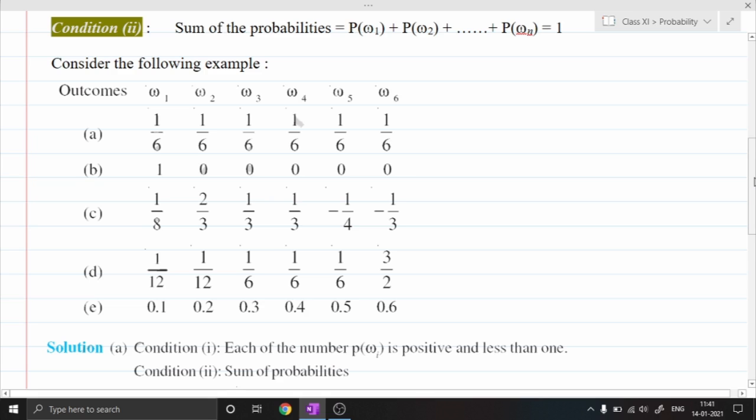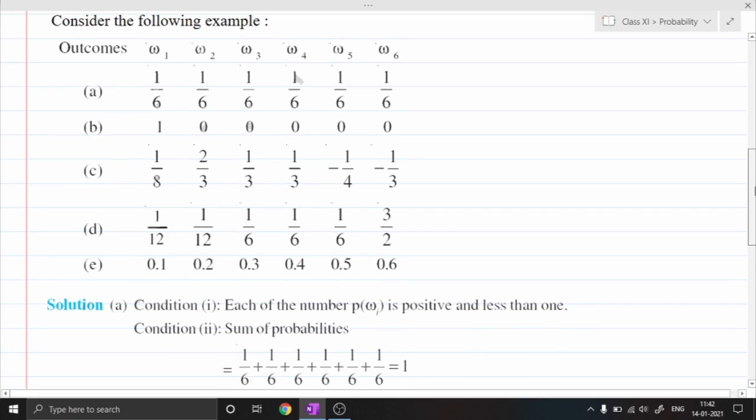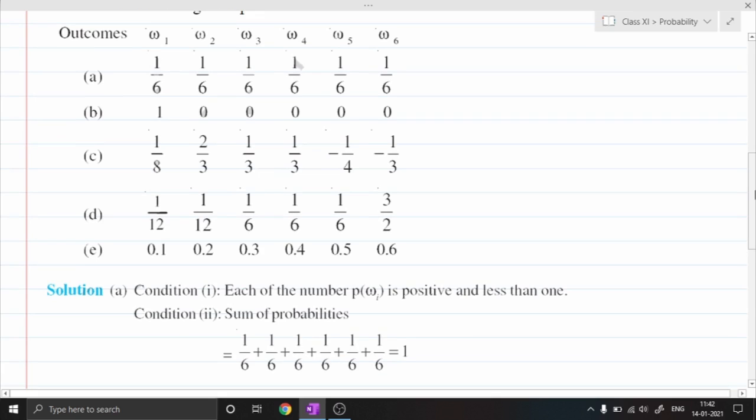Now see the C part: 1 upon 8, 2 upon 3, 1 upon 3, 1 upon 3. See, 1 upon 8 is between 0 and 1. 2 upon 3 is also between 0 and 1. 1 upon 3, 1 upon 3, that is also between 0 and 1. But in the last two assignments of the third part, you observe minus 1 upon 4 and minus 1 upon 3. No assignment can be negative, because we know that the assignment should be between 0 and 1, including 0 and 1.